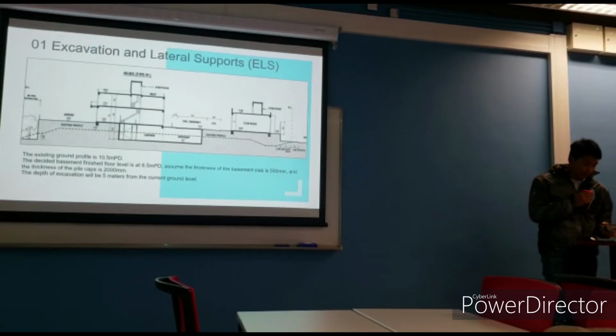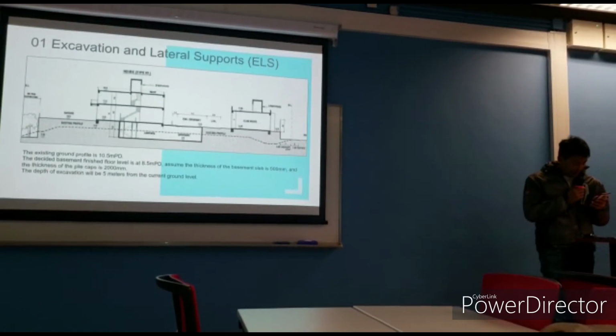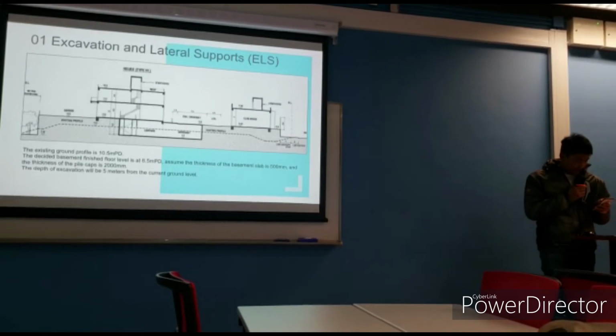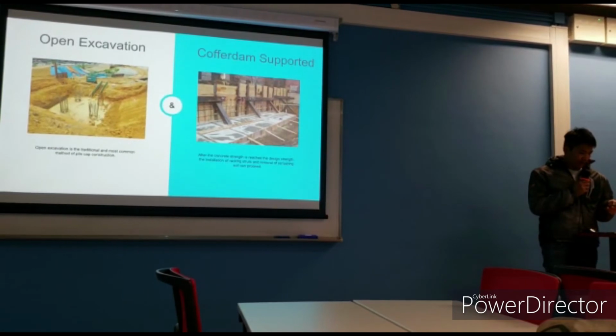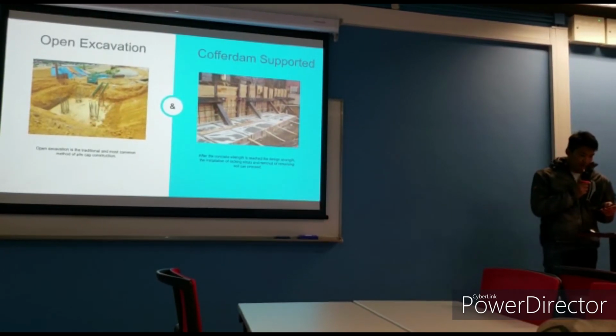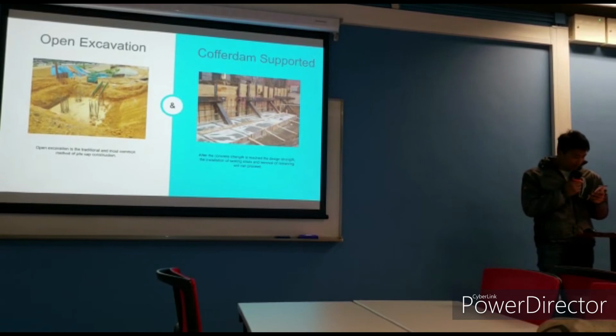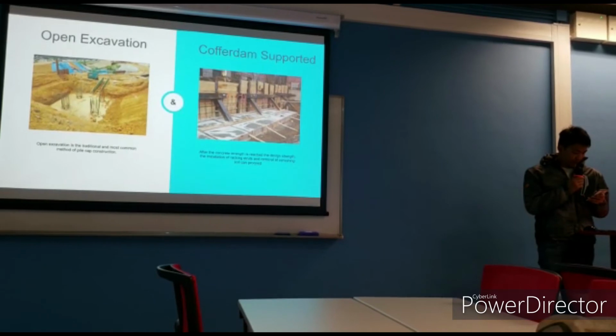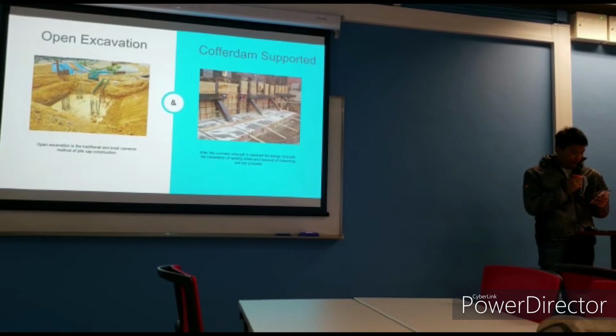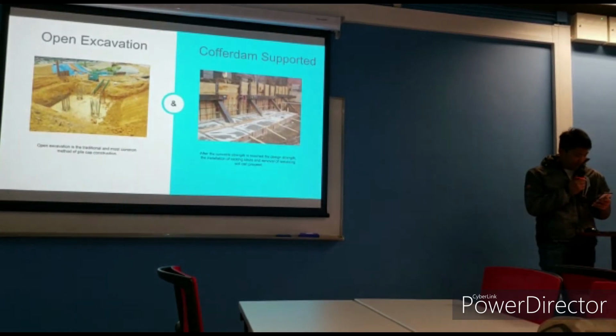Here is the section for our project, and the depth of excavation will be 5 meters deep from the current ground level. We will choose to use open excavation and temporary support with the raking structure. The open excavation is the traditional and most common method of pile cap construction. Open excavation is to excavate down to the expected level, expose the piles, and use reinforcement steel bar and concrete to cast a pile cap. Usually the compacted soil and backfill will be backfilled into the ground.